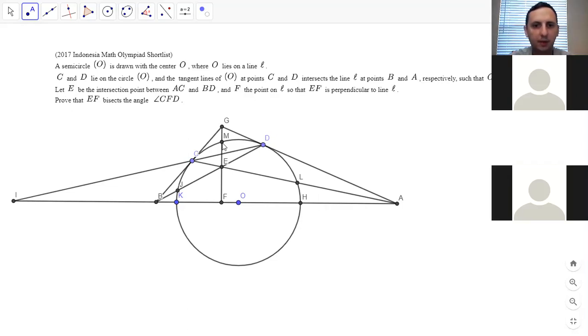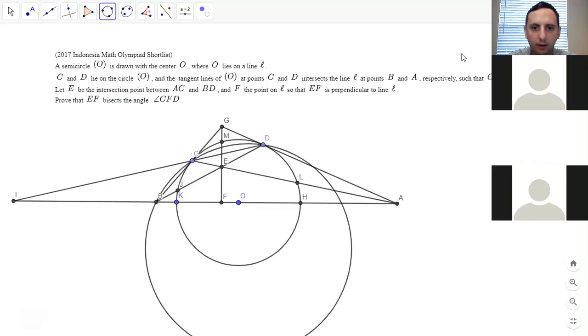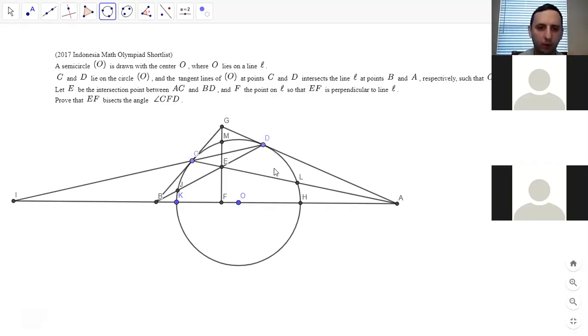I wonder if BCDA is cyclic. Because then maybe we could just use Brocard. It's impossible, actually. No. Yeah, you're right. But CJLD is cyclic. Yeah, so you're right. We're done by that.